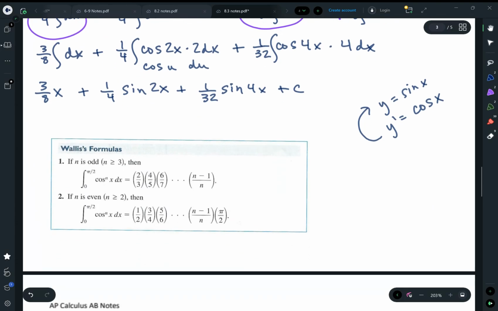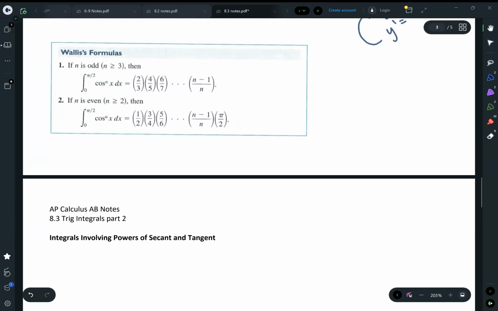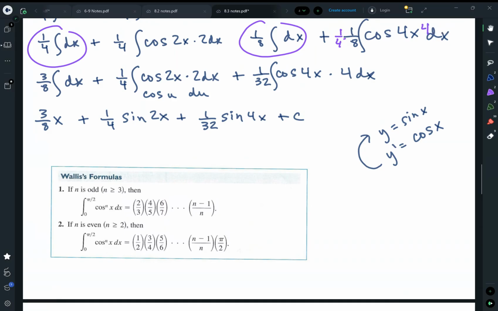So last is we have a couple of cool formulas here, and then we'll do part 2 notes in a little bit. I'll have to come back and do a different video, see how my family's doing.